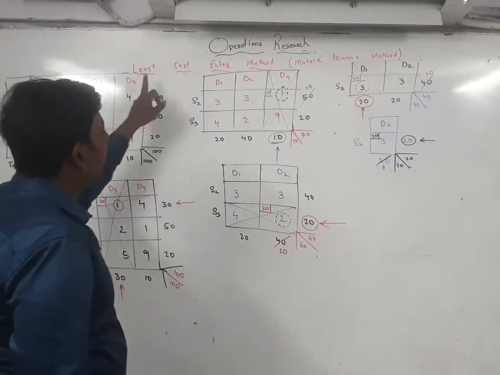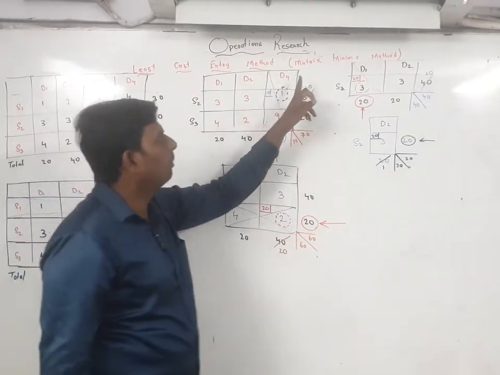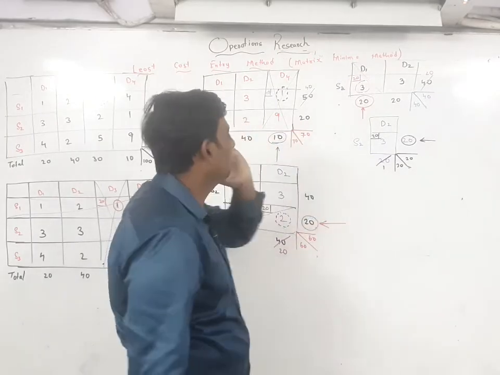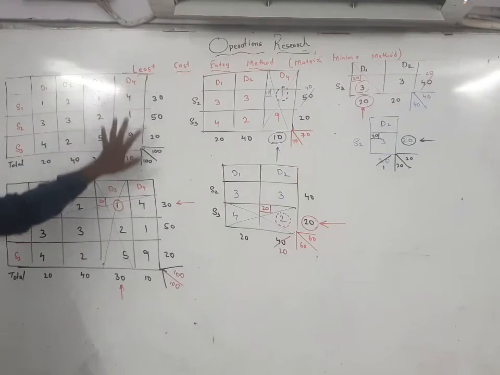The method name is least cost entry method. Another name is matrix minimum method, or least cost entry method. Like this, a question will be given.